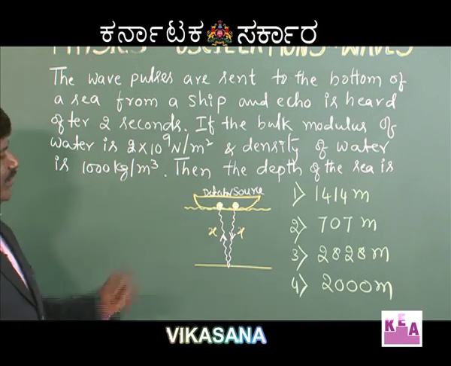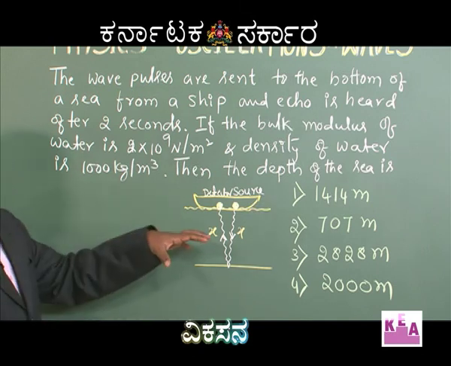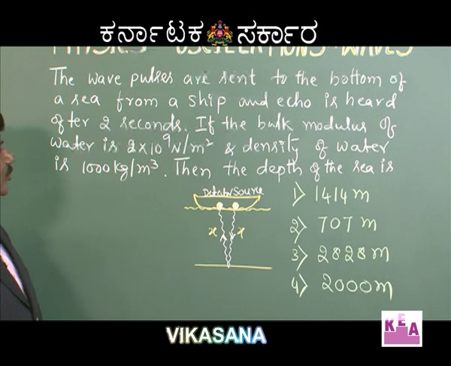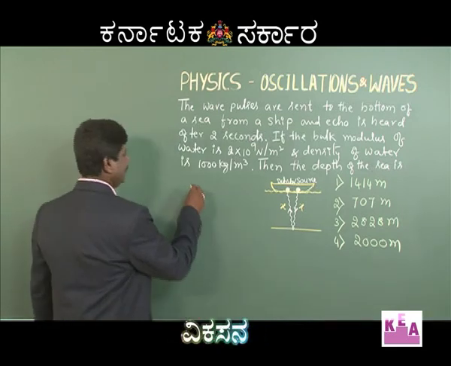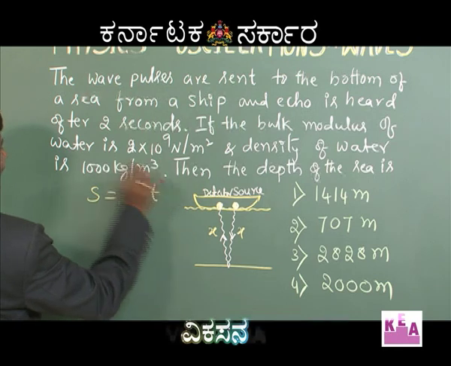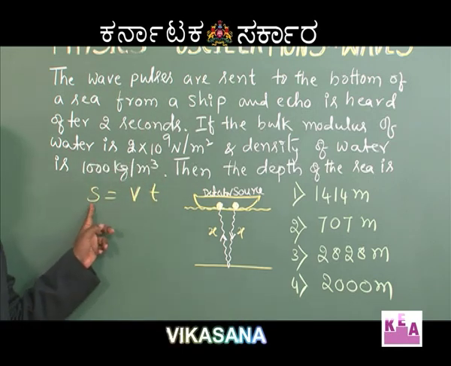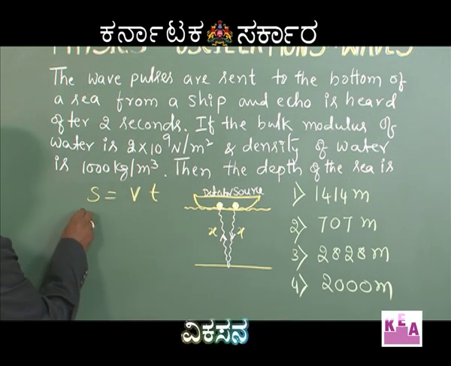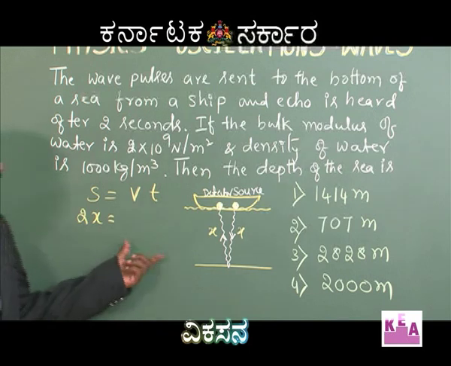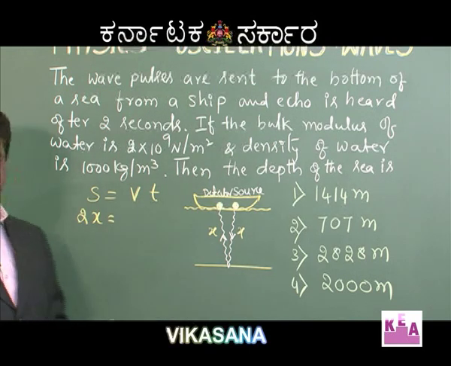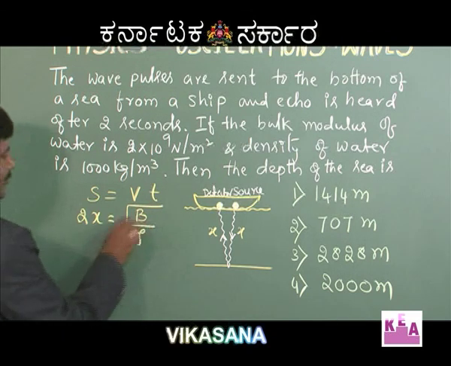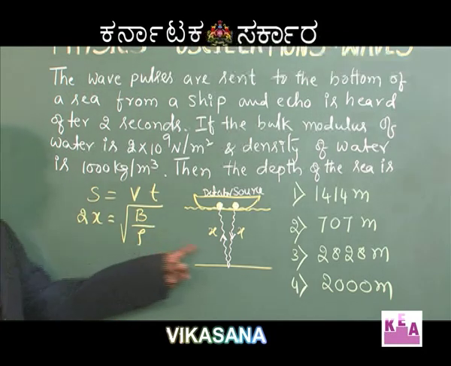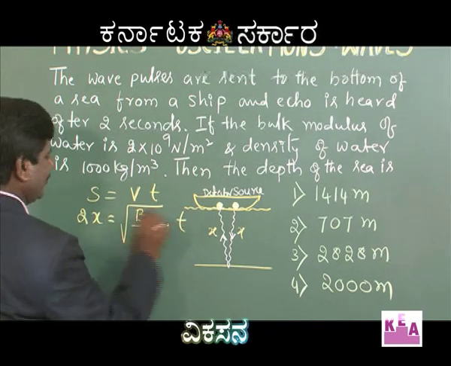So, this sound wave travels with a velocity v and the time taken by the sound wave for this distance is given, that is equal to 2 seconds. We know the relation between velocity, distance and time, that is s is equal to velocity into time. So, s be the total distance travelled by the sound wave, that is equal to x plus x, that is 2x. What is v? Velocity of the sound wave in a liquid. According to Newton's formula, velocity of sound wave in a liquid is given by root of B divided by rho. What is B? Bulk modulus of the liquid, rho is the density of the liquid, and multiplied by the time taken.